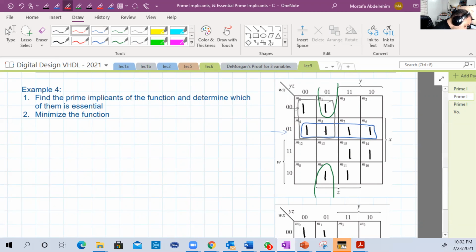Okay, this one, the second one in that row, belongs to the blue and the gray and doesn't belong to anything else. Then the third one belongs to the blue, and we can also form another group here. That's very nice. So it looks like now the blue prime implicant is not essential. Okay, the fourth one belongs to the blue and the red, and that's it.